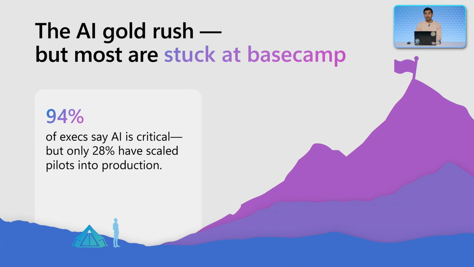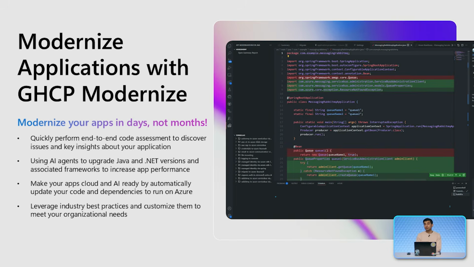And this is where the tool comes in. It provides a platform that streamlines the modernization of enterprise-level applications. It allows you to quickly perform end-to-end code assessments to discover core issues and insights about your application. You're able to use AI agents to upgrade your application into versions and associated frameworks which you want to increase app performance. You're able to make your apps cloud ready by automatically updating your code and dependencies to run on Azure. And you're able to leverage industry best practices and customize them for your organizational needs.